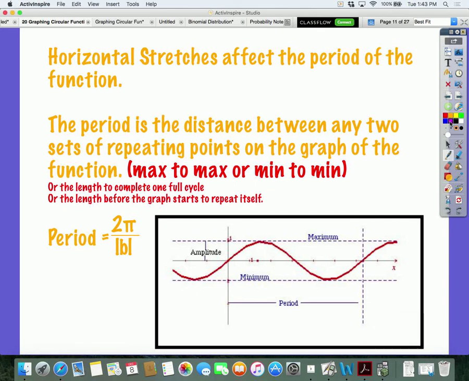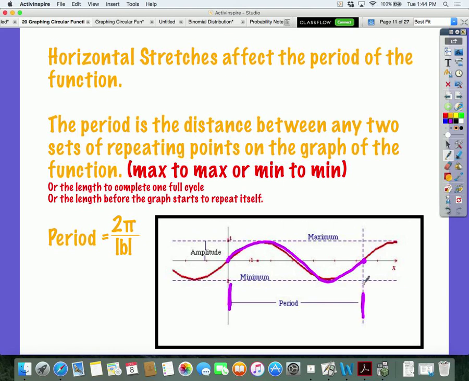So if you look at this function, and if I were to pick a point, the period would basically be the length that the graph would travel before it starts to repeat itself. Because what happens after this point right here? It's gonna go up and basically repeat itself. So this distance from here to here represents the period.